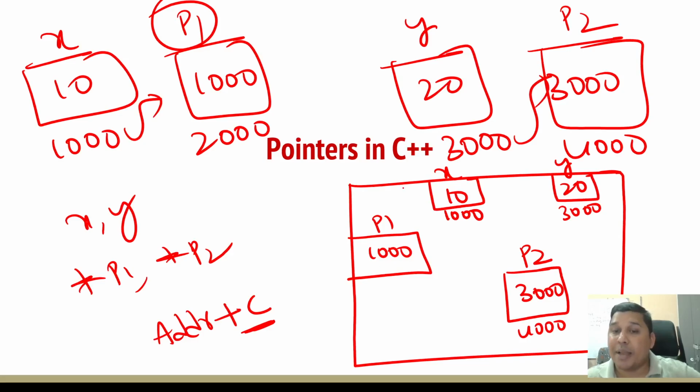Now see, I am saying p1 plus p2. P1 plus p2 means 1000, this address, this location, plus this location. What will I add? It does not make any sense, adding two addresses.